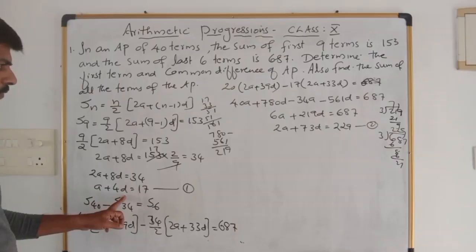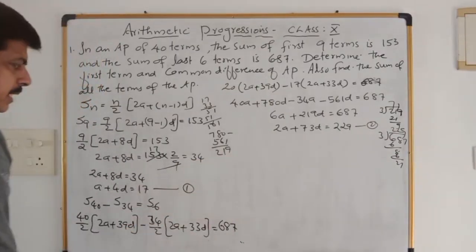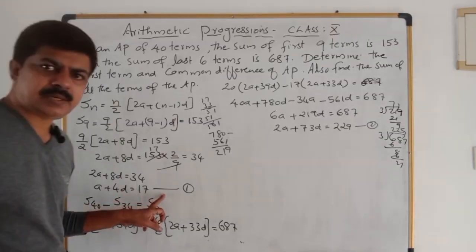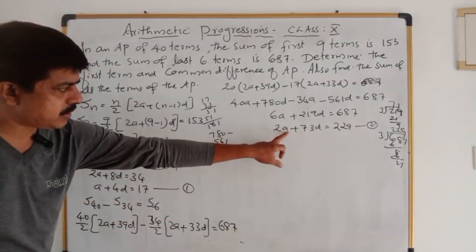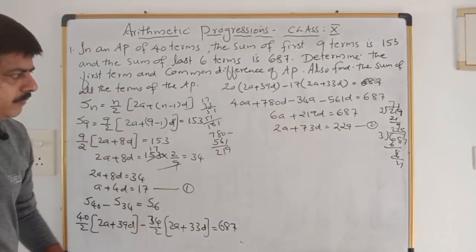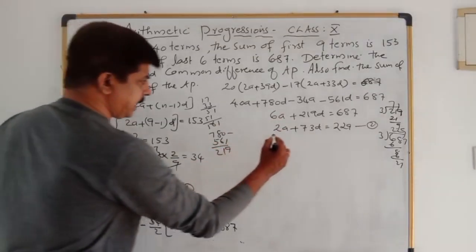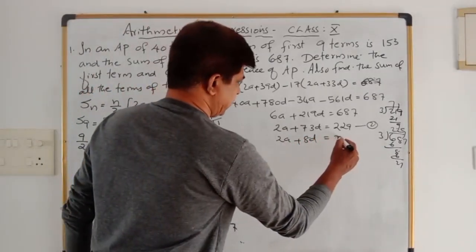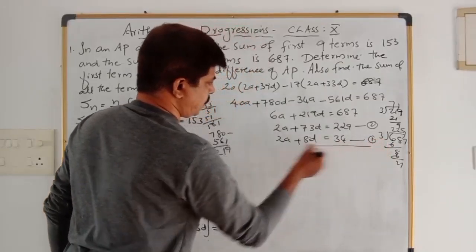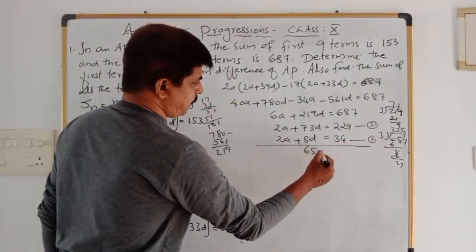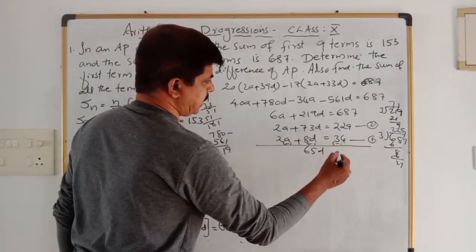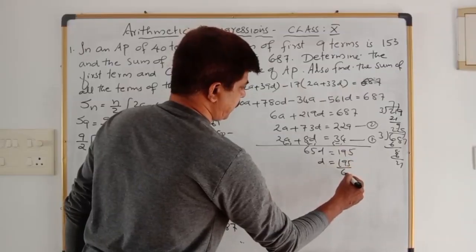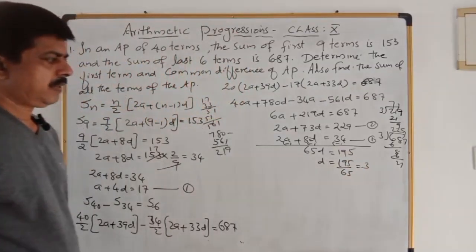Now from equations 1 and 2 we can solve for a and d. The first equation we multiply by 2, because the second equation's coefficient is 2, so we can eliminate. So 2a plus 8d is equal to 34. This is equation 1. Doing it by the elimination method, we get 65d is equal to 195. So d is equal to 195 by 65, which is 3.